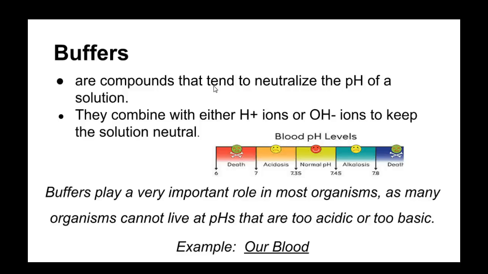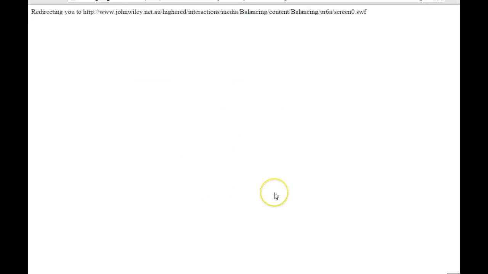And they play a really important role in most organisms because a lot of organisms need to maintain homeostasis, and that includes maintaining a pretty specific pH. If our blood gets any more acidic than 7.35, you can get acidosis and die. And if it gets any higher than 7.45, you can get alkalosis and eventually die. So just to show another animation that has to do with buffers and their importance.